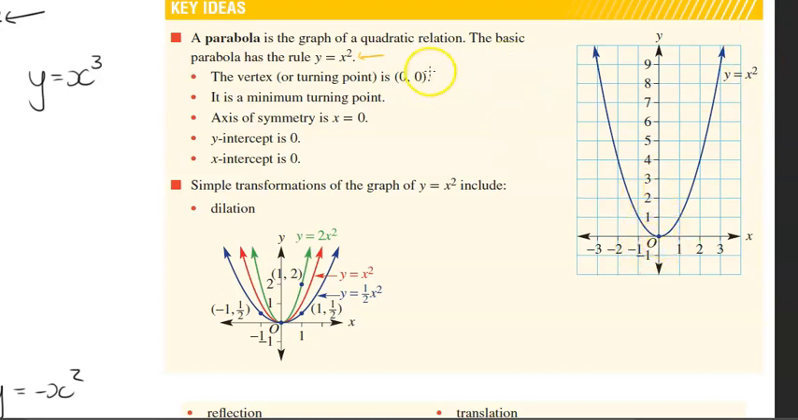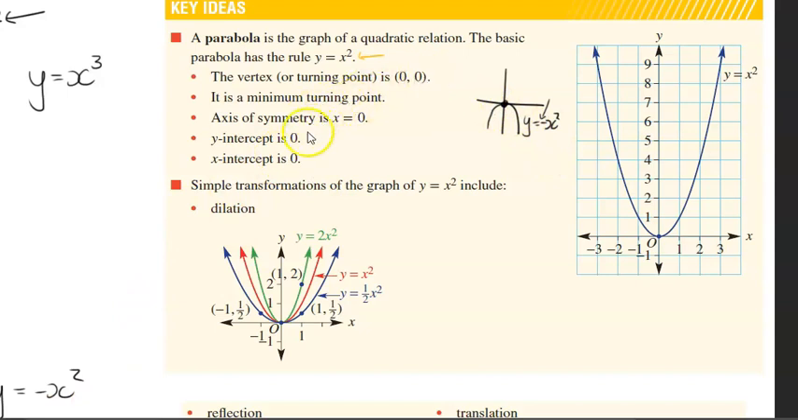There are ways to find what the turning point is. For a basic y equals x squared, it's 0, 0. This turning point is considered a minimum turning point because it's at the minimum point of where it turns. If you had a parabola that looks like this, this turning point of 0, 0 will be considered its maximum turning point. This is if it's y equals negative x squared. So you can either have a minimum or a maximum turning point. It just really depends on whether there's a positive or negative sign in front of the x squared.